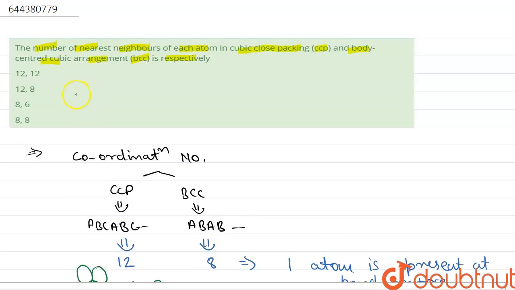Thus from here we can say that the correct option is option second, that is 12 and 8. So this is our answer.